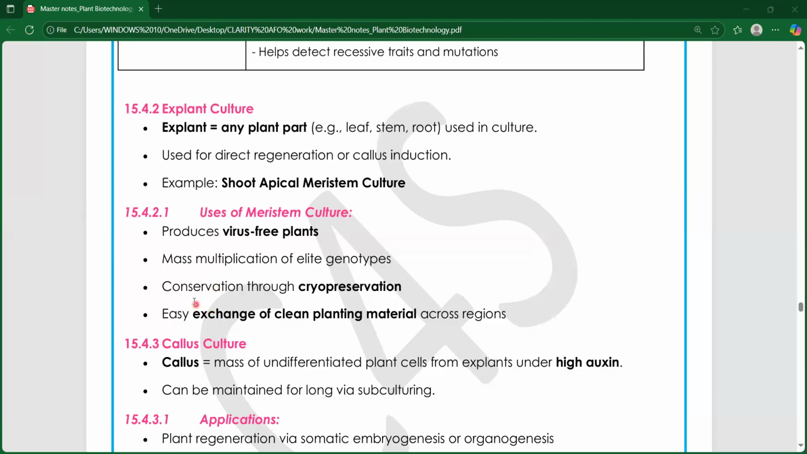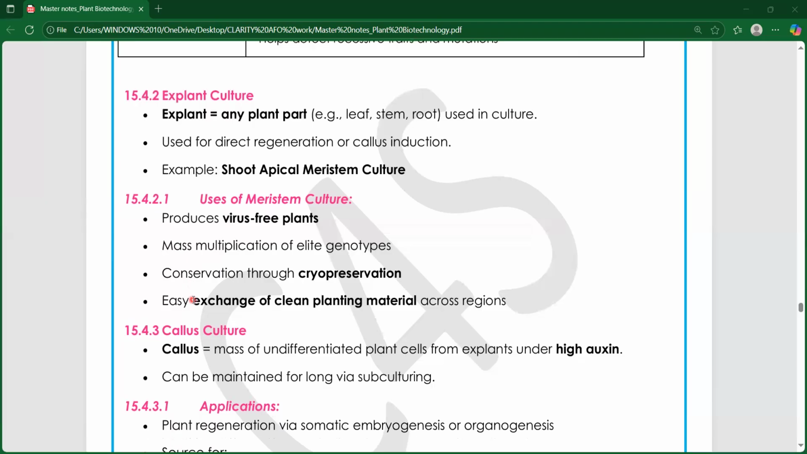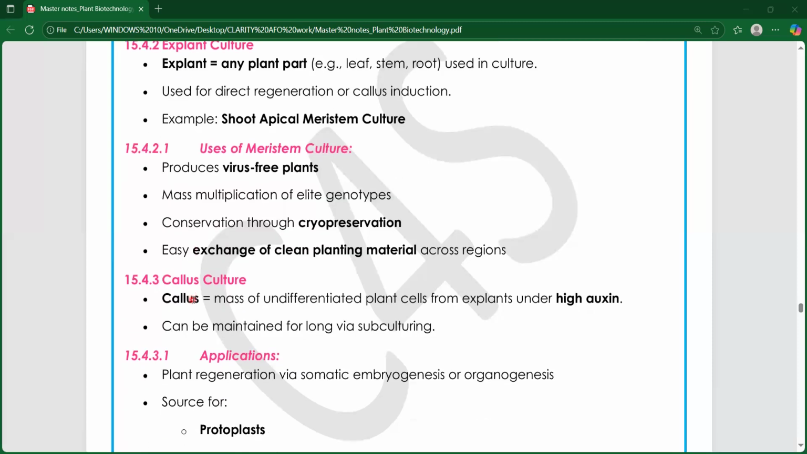Then there is also in vitro germplasm conservation, or you can say cryopreservation, where you store the cultures at very ultra low temperature. Then you can also restore endangered or rare species by cloning through the method of explant culture. So in this way we have discussed all the important aspects of the explant culture. Now let's move on to the callus culture.